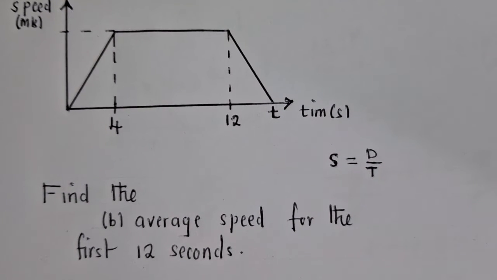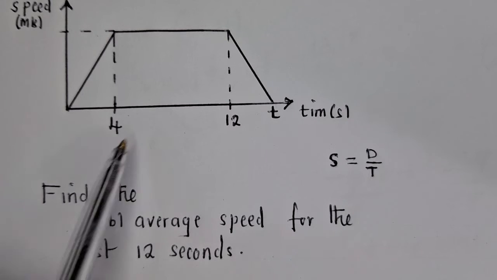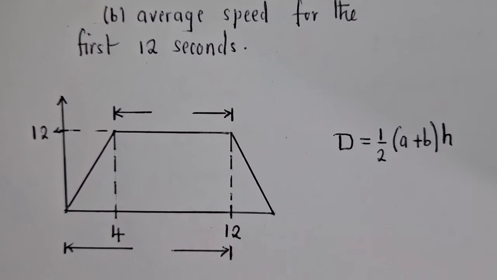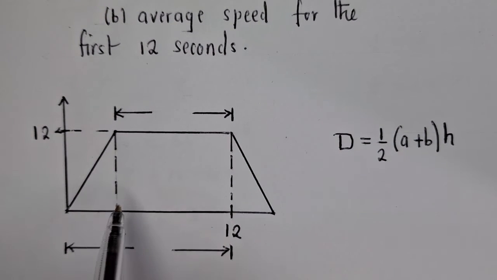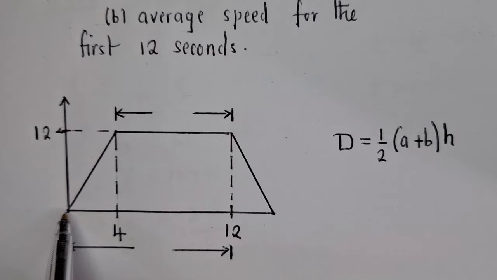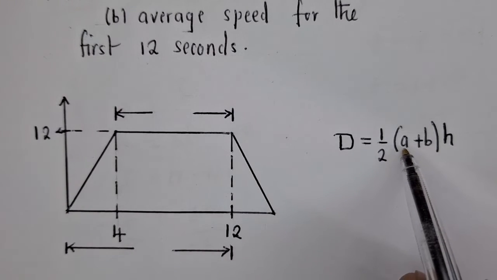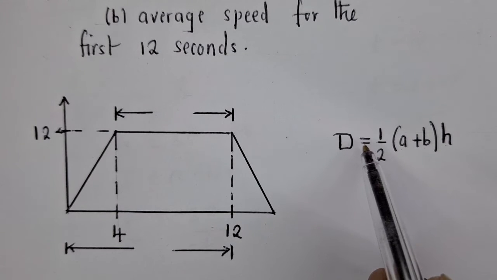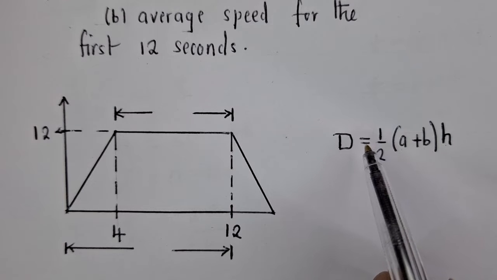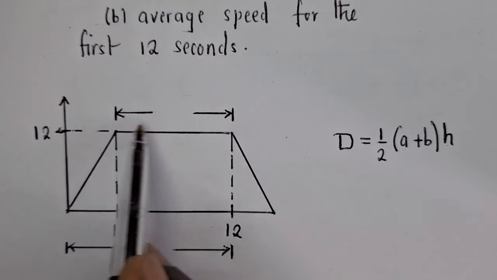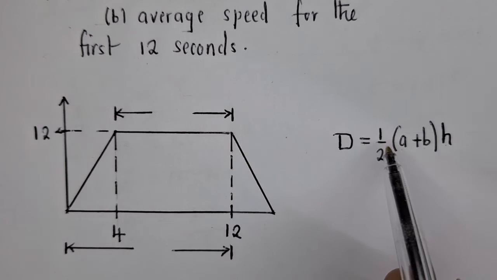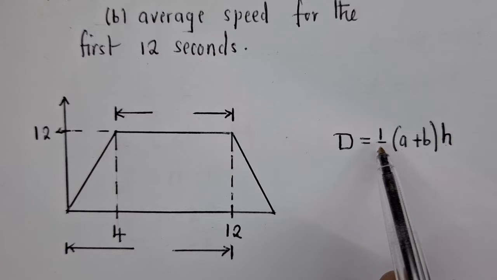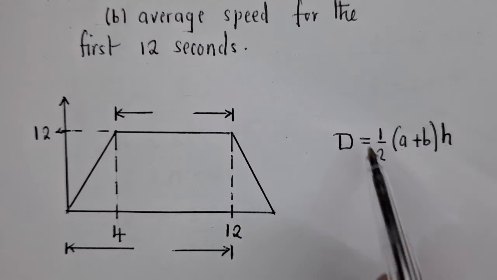For distance to be found, we get the same diagram here. This is what we've put down here. I just want you to understand something, that's why I've put up this diagram. Look at this formula. It has got a, b, and h. This is the formula we use when we want to find the area of a trapezium. This is a trapezium. This formula will help us find distance. When you want to find the area of a trapezium, you use this formula.